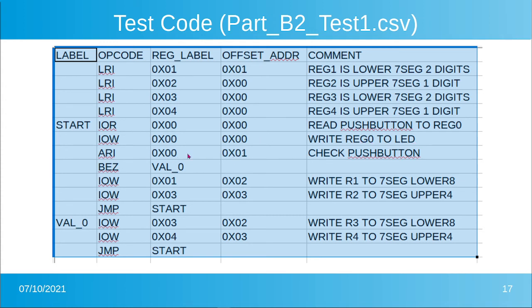It'll then test the push button, and if the push button is equal to 0, it'll go down and load the 7-segment display, lower 8 bits and upper 4 bits, with what's in registers 3 and 4, which is 0, 0. The flip side is if you release the button, it'll branch back to start. Sorry, if you didn't take the branch, it'll write out what's in registers 1 and 2, which should be 1 and 2. 2 and 3 are the same, but that should be 2. So it should write register 2 to the screen.